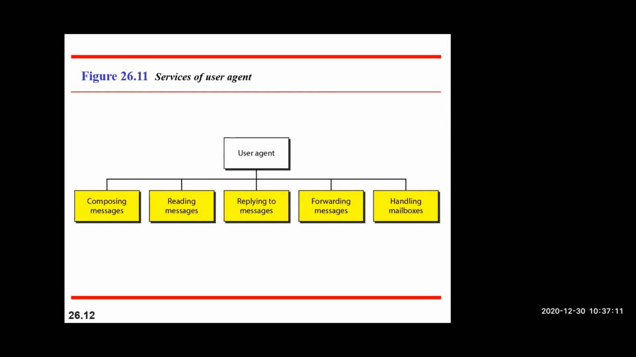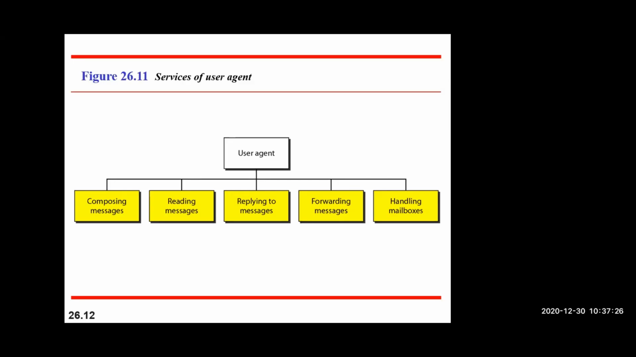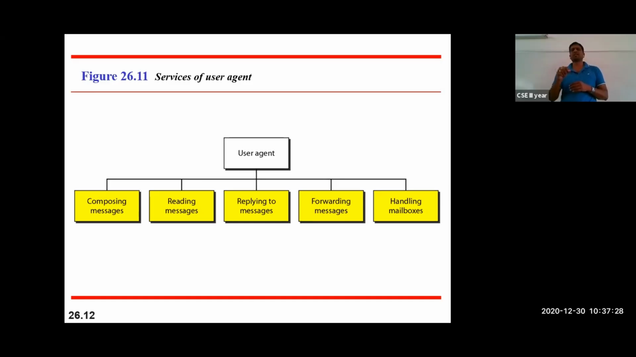Okay, so these are services. I have all this, and there are many more. These are the mostly used, most commonly used services: composing a message, reading a message, replying to a message, forwarding a message, and handling your mailbox, deleting messages, checking, unstar, star, all those things. They are handling your messages, handling your mailboxes. Okay, right. So these are the responsibilities of user agent.